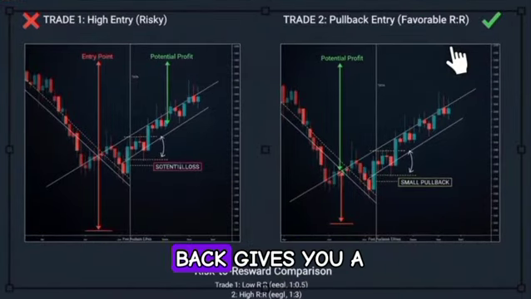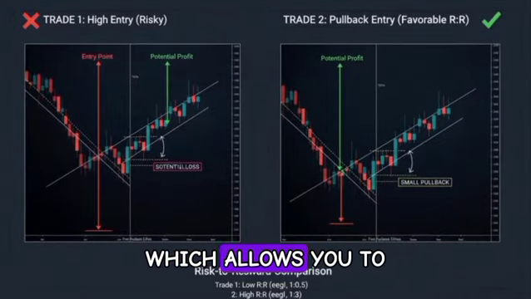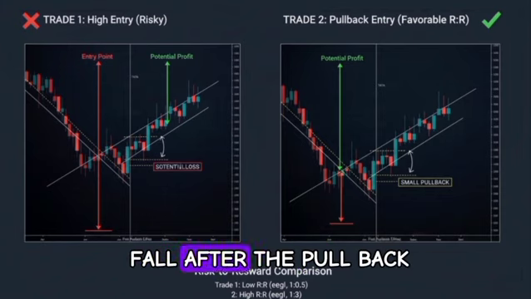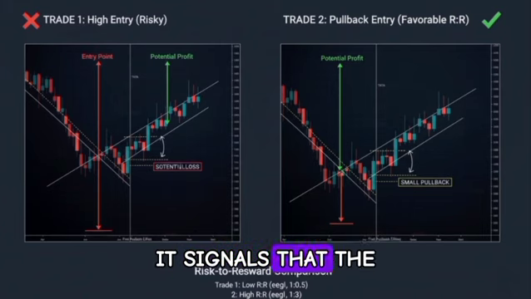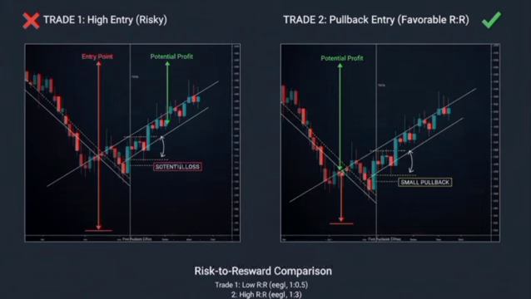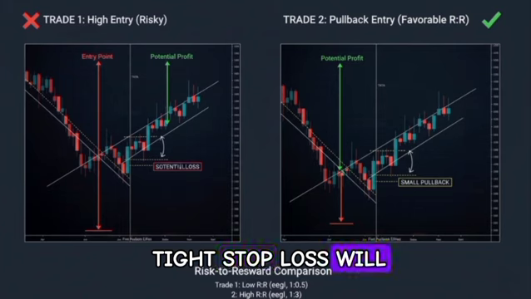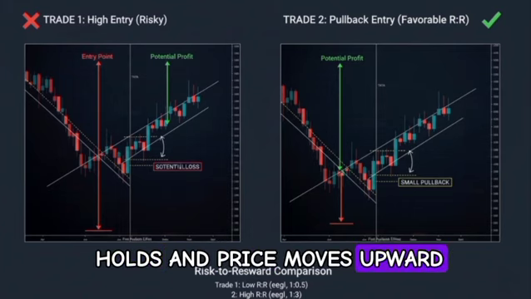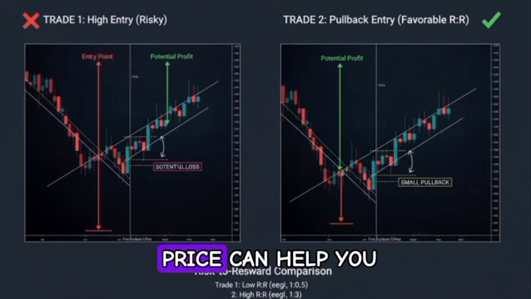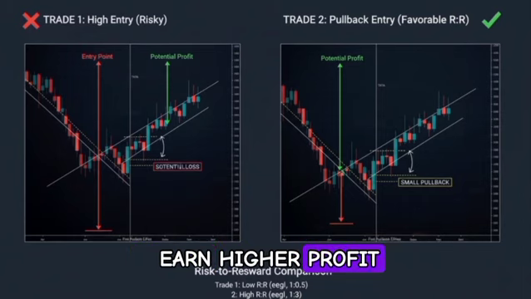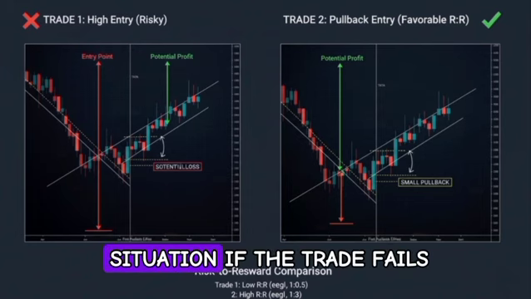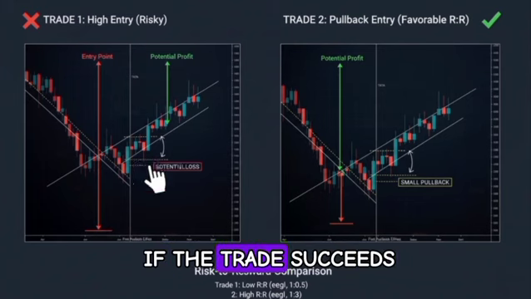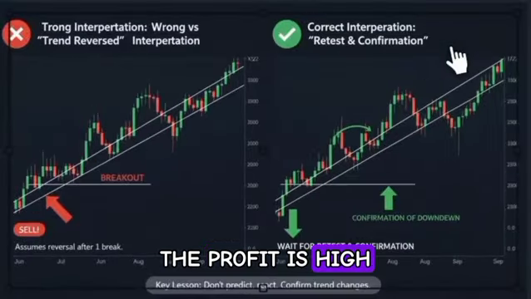Entering on the pullback gives you a better price, which allows you to keep a smaller stop loss. If price continues to fall after the pullback, it signals that the trend is now invalid. In that case, a tight stop loss will help reduce your loss. But if the trend holds and price moves upward, entering at the lower price can help you earn higher profit. It's a win-win situation. If the trade fails, the loss is small. If the trade succeeds, the profit is high.